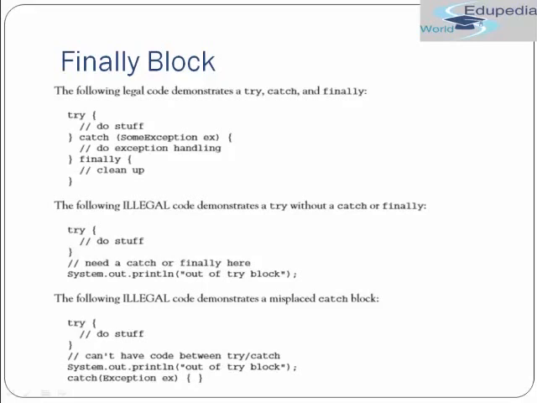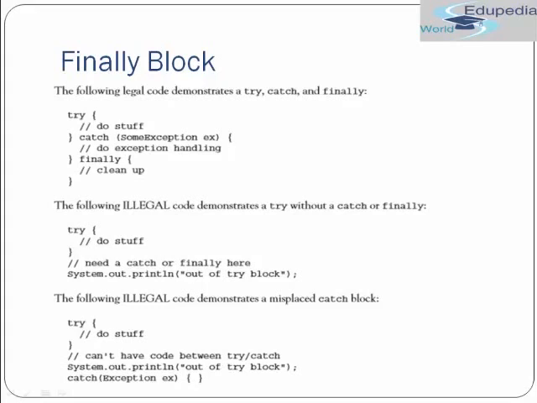So this is a legal demonstration. Now let's check the other one. So this is illegal. Why so? Because we have written try and there is a need of either catch or a finally. But after writing try, we are not writing either a catch block or a finally block, but we have to write one of these. That's why it's giving us an exception.